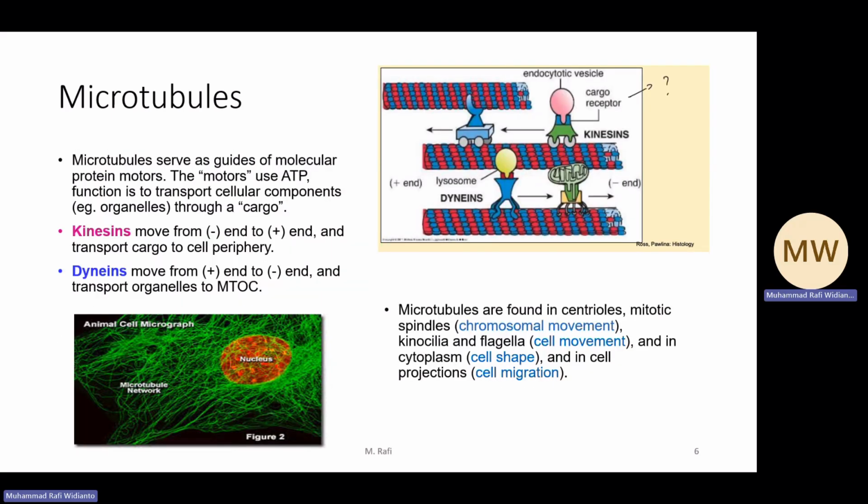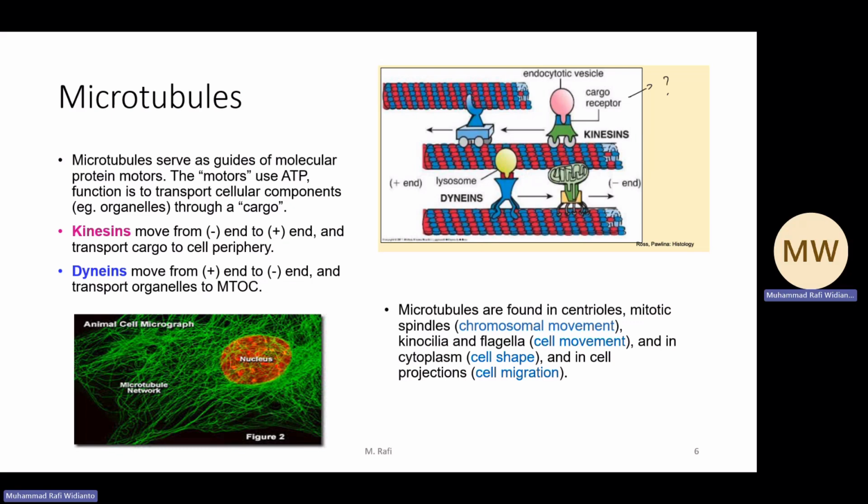And more information on how these microtubules transport organelles or other cell substances: it is through a motor that is powered by ATP. These microtubules are used for transportation of a cargo, and this is done by kinesins and dyneins. But the way they move is different. Kinesins move from the minus end towards the plus end, so towards the periphery of the cell, whereas dyneins move from the plus end towards the minus end, so more towards the center of the cell, towards the MTOC. And here is what it kind of looks like.